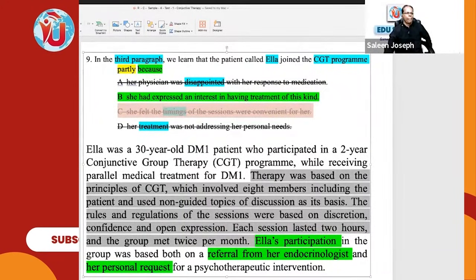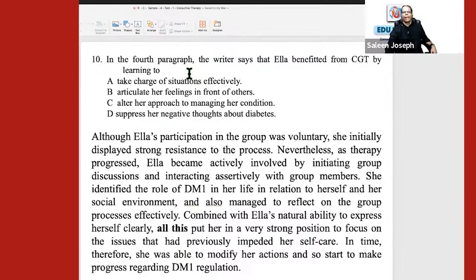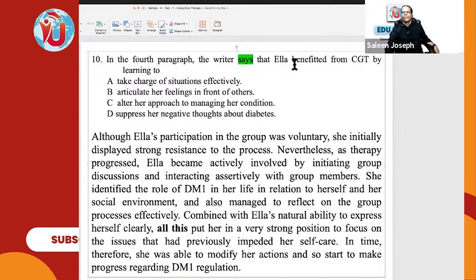The answer is very clear. Question number 10: in the fourth paragraph, the writer says that Ella benefited from CGT by learning to... That is the writer's opinion, right? Yes. Ella benefited from CGT by learning.